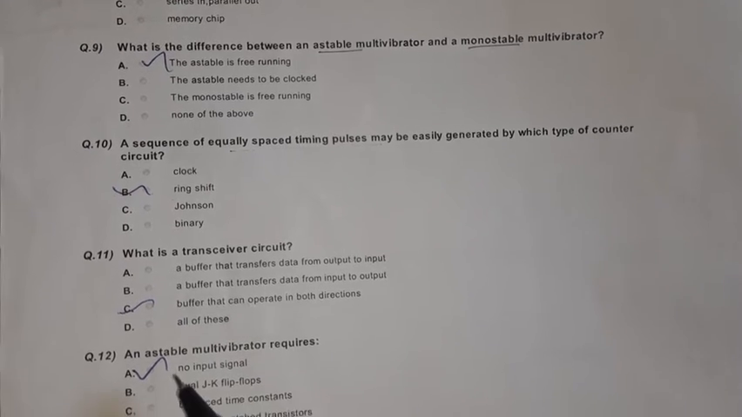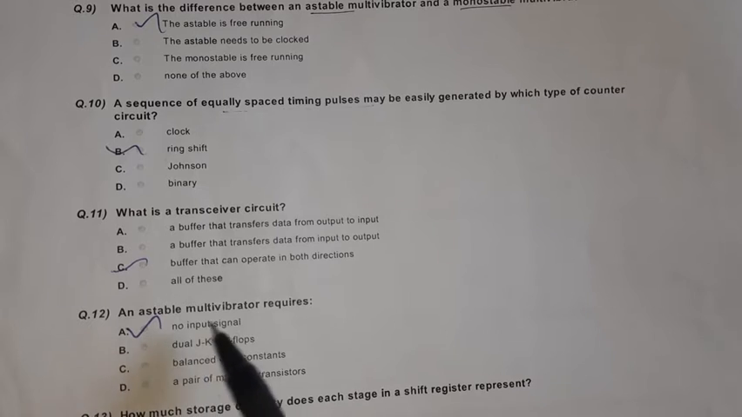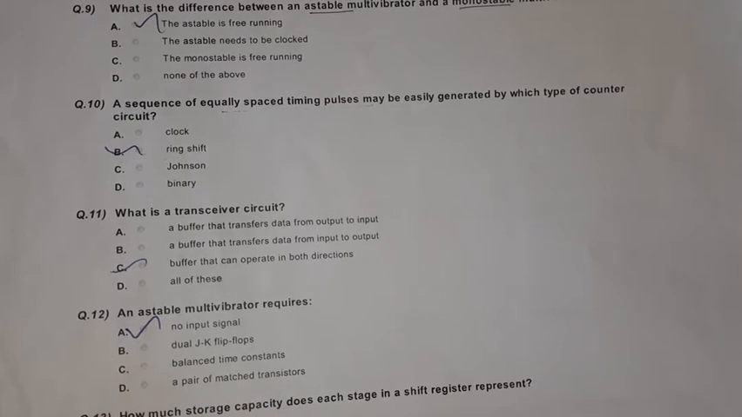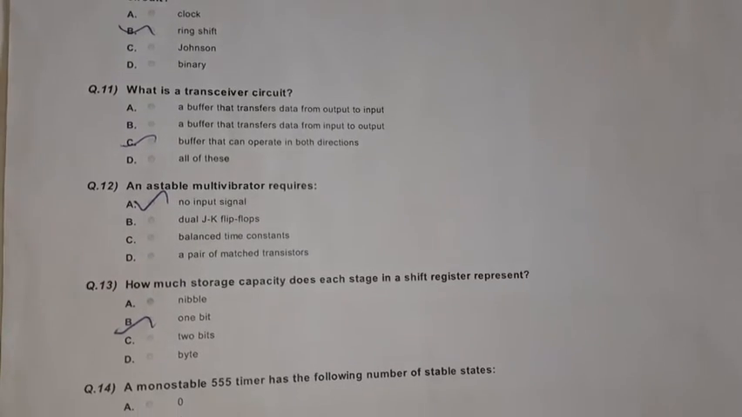Okay. 12. A stable multivibrator requires: no input signal, dual JK flip-flop, balanced time constant, a pair of matched transistors. In that, a stable multivibrator requires no input signal. Option A, no input signal, is the right option.